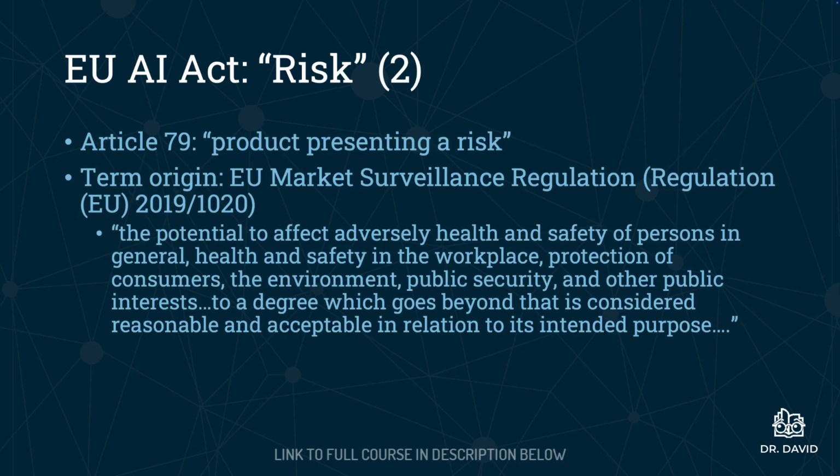The other area where you will see risk defined in the EU AI Act is Article 79. And specifically, when we're looking at product safety and liability, this context is important. So risk here is seen in the context of a product presenting a risk. That is a particular term. And this term actually comes from another EU statute, which is the EU Market Surveillance Regulation.